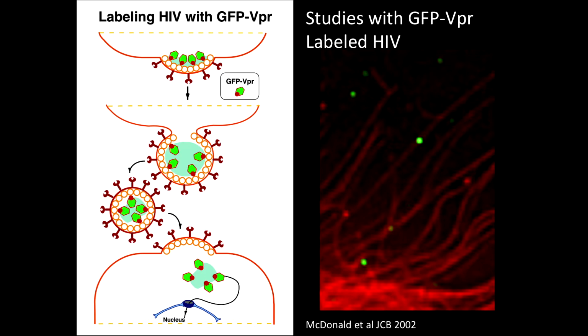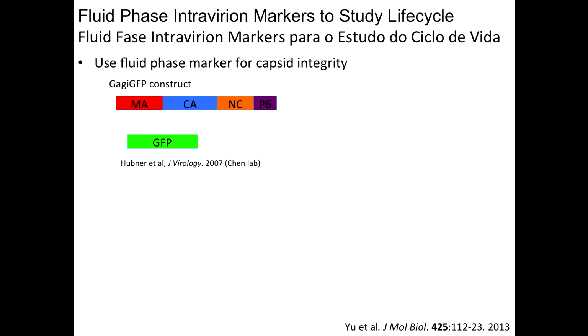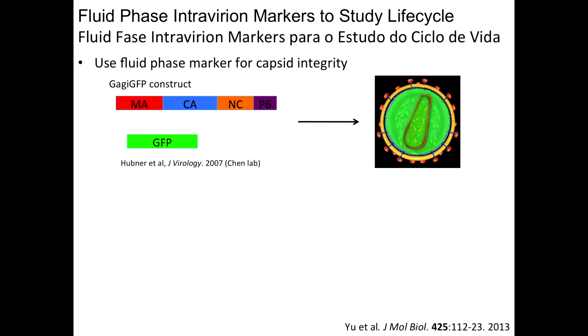But what I want to talk about now is a completely different way to label the virion, and that's using a fluid phase marker. This was done by Ben Chen, with other work by Greg Melikyan. You put the GFP right into GAG between matrix and capsid with a protease site. And so as the virus assembles, it drags a bunch of GFP into the particle. But as the proteolysis happens to make a mature virion, you basically release the GFP, but it's inside of the membrane of the virus, so it gets distributed.